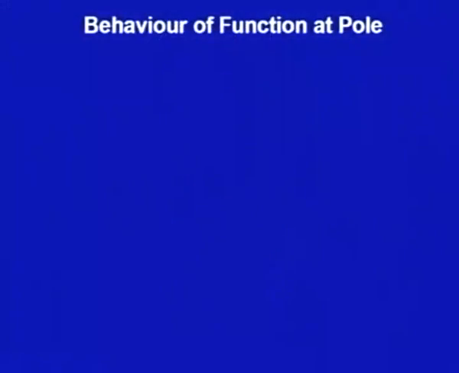So let us see the behavior of the function near poles and near these isolated essential singularities. The behavior of the function at a pole, let us first see it by an example. Suppose I am taking the function 1 upon z square.